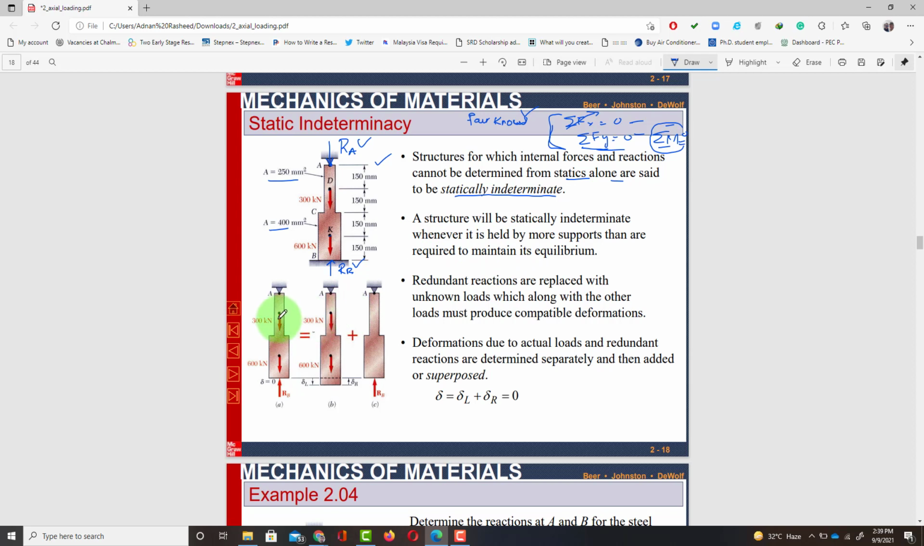Clear? So if you want to solve that type of problems you may encounter, for that you have to take one of the reaction forces as redundant force. Now redundant forces are those forces which, if we neglect or remove them, will have no effect on the statics of this body.